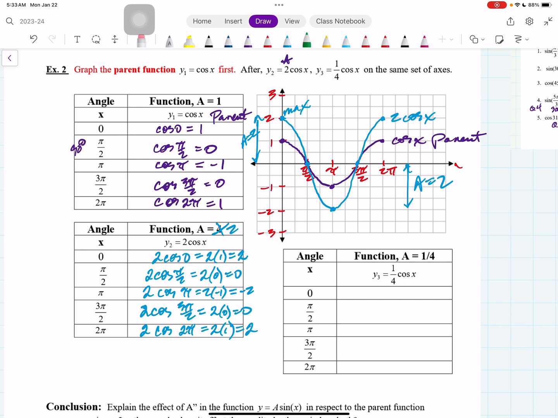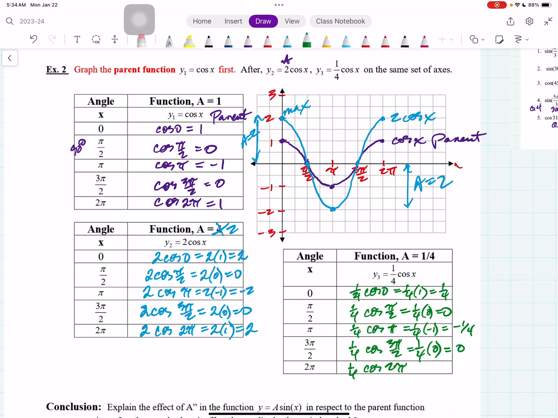All right, last one. What happens when a is 1/4? Well, here we go again. So 1/4 times cosine of 0 is 1/4 times 1, which is 1/4. Then 1/4 times cosine of pi halves. So 1/4 times 0 is 0. And then 1/4 times cosine of pi. That's 1/4 times -1. You're on the left side of the unit circle there, and you get -1/4. And then 1/4 times cosine of 3/2 pi. So it's 1/4 times 0. You're at the bottom of the unit circle, and that's 0. And 1/4 times cosine of 2 pi, you're all the way around. So that's going to be 1/4 times 1, which is 1/4.